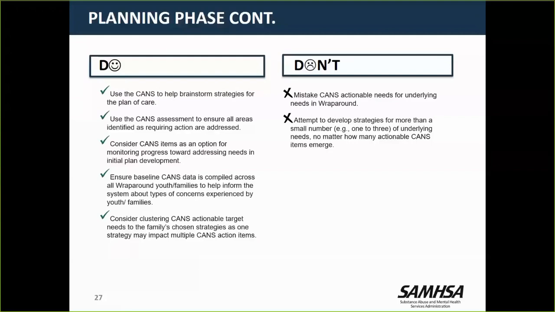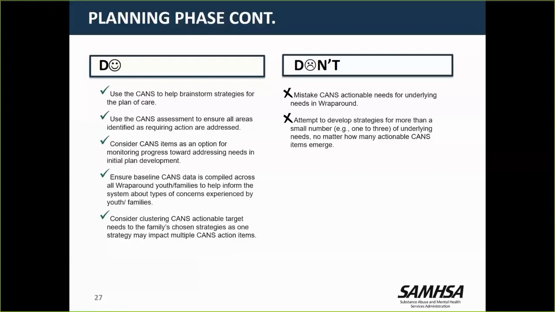What we don't want to happen is to mistake CANS actionable needs for underlying needs in wraparound, or attempts to develop strategies for more than a small number. So one thing we've seen is that the mean number, we did a study where we compiled CANS data from about 12 different systems of care and states using wraparound. And we found that the average number of actionable needs at baseline in wraparound systems of care for youth and families was 12.5. You cannot base your planning process on 12.5 priority needs. It will overwhelm the family and the team.